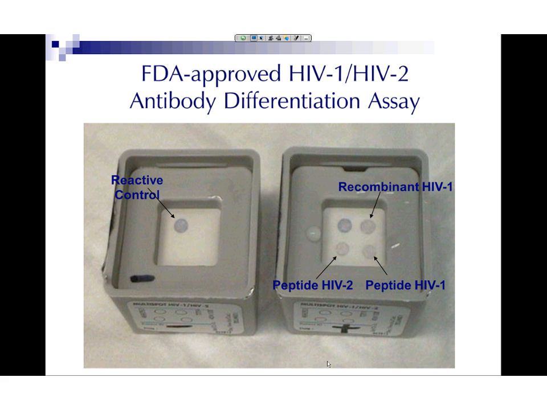This test has 2 spots that indicate HIV-1. One's a recombinant protein, the other is a synthetic peptide. And in order for it to be considered positive as a supplemental test, both of those spots have to be present in the laboratory. And then it just has a single spot for HIV-2 as well as an internal control.